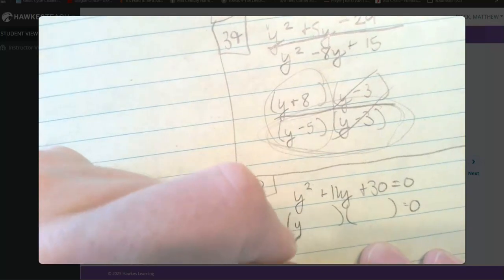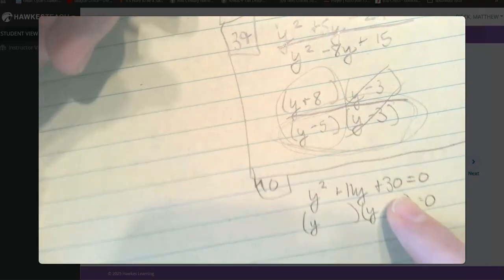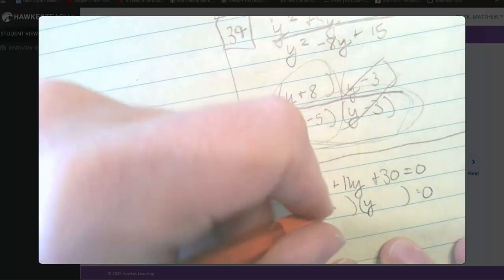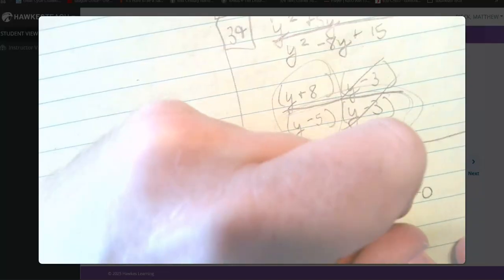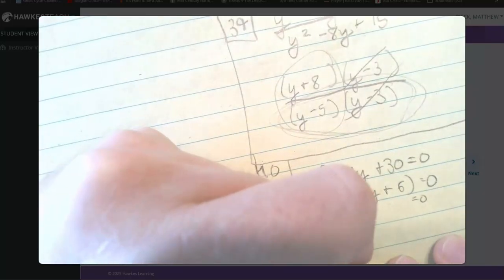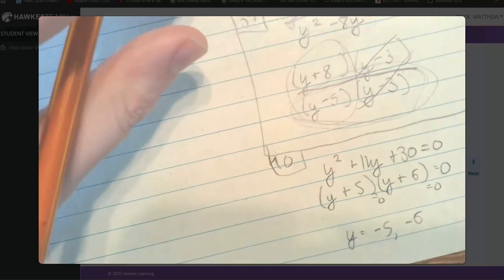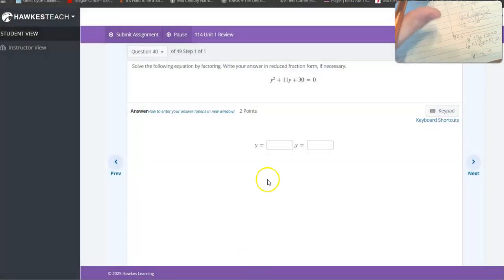But in this case, it does factor nicely. So we're looking for two things that multiply to get 30 and add to get 11. So that would be plus 5 and plus 6. And again, you just set each factor equal to 0, since you have this whole thing equal to 0. So you end up with y equals negative 5 and y equals negative 6.